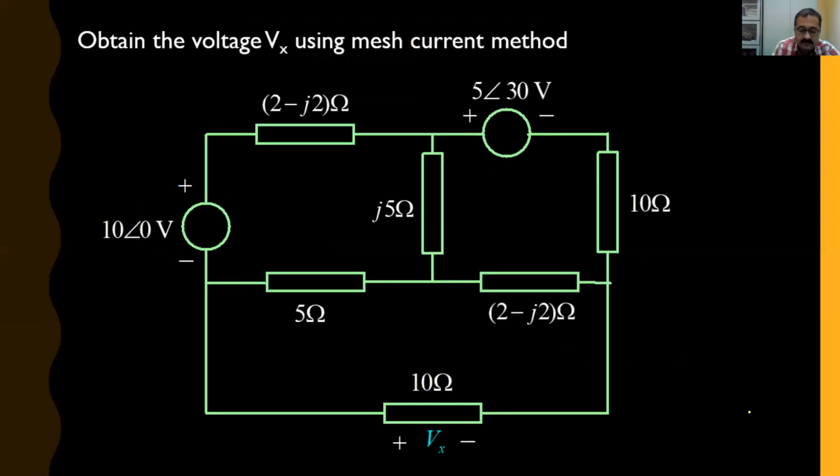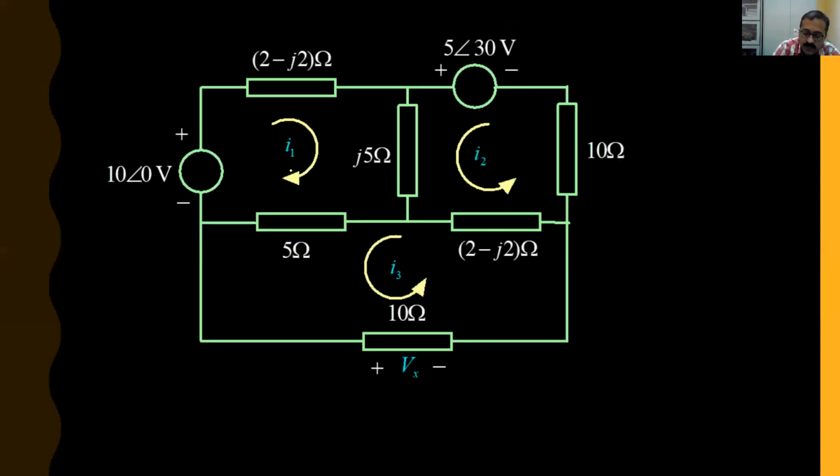Obtain the voltage Vx using mesh method. Where is Vx? It's the potential across this 10 ohm. Okay, so if you want to find the potential across 10 ohm, it is obvious you have to find the current flowing through 10 ohm. Okay, so what will you do? You will assume 3 loop currents. So just for a change, I have considered like this. Okay, I1 is in clockwise direction, I2 and I3 are in opposite directions, right?